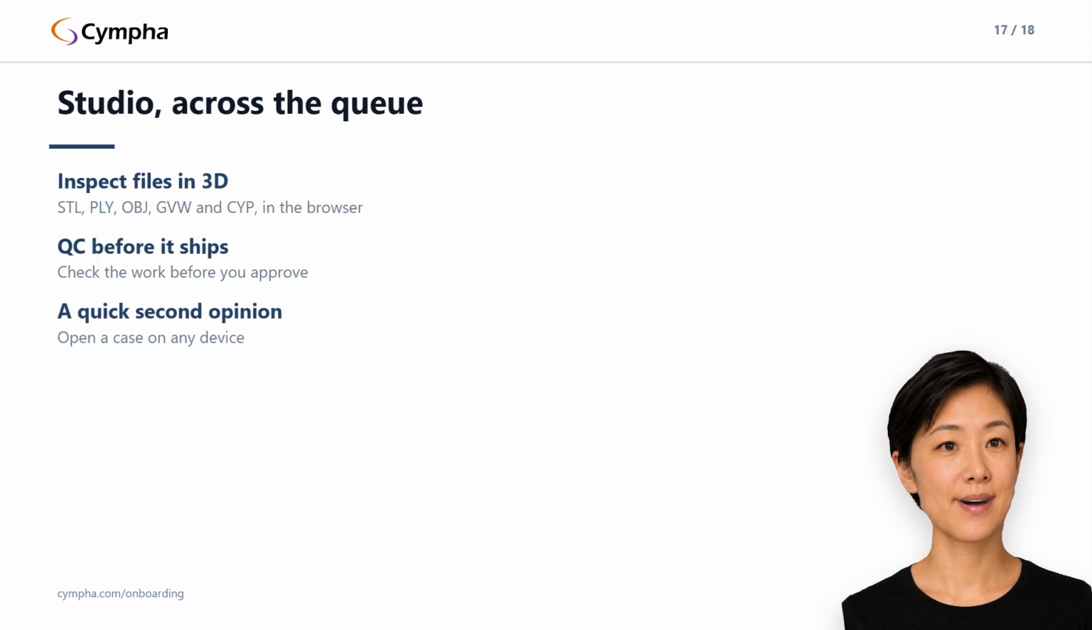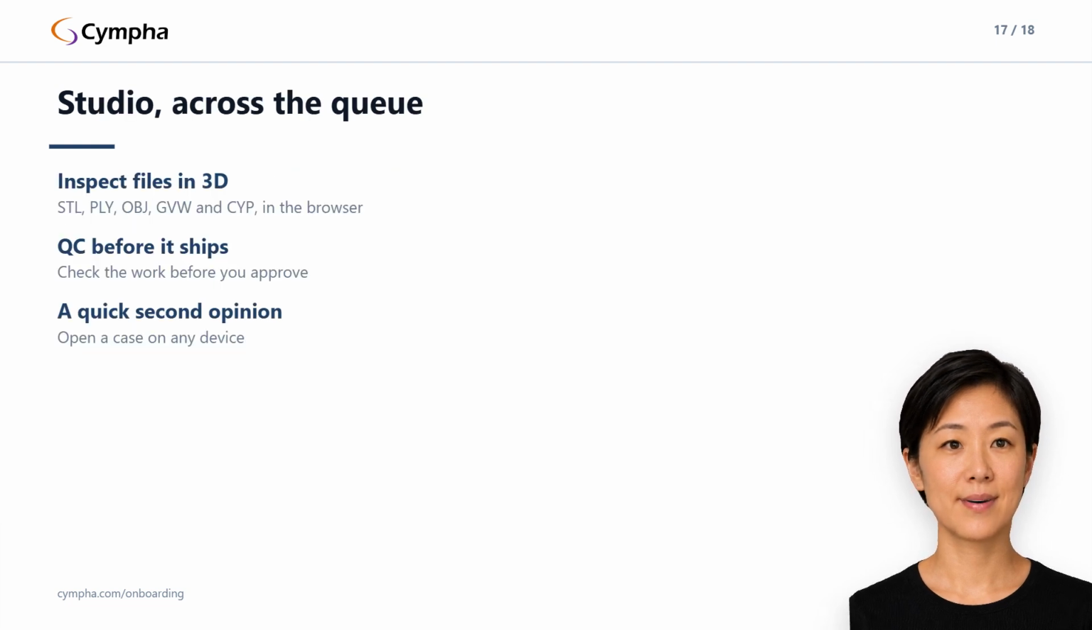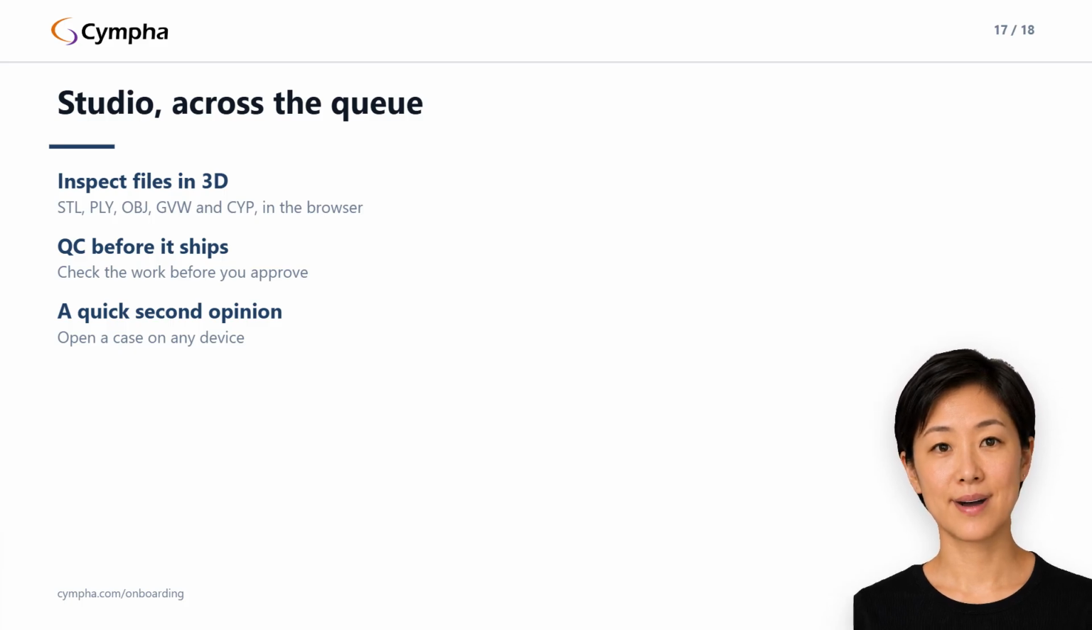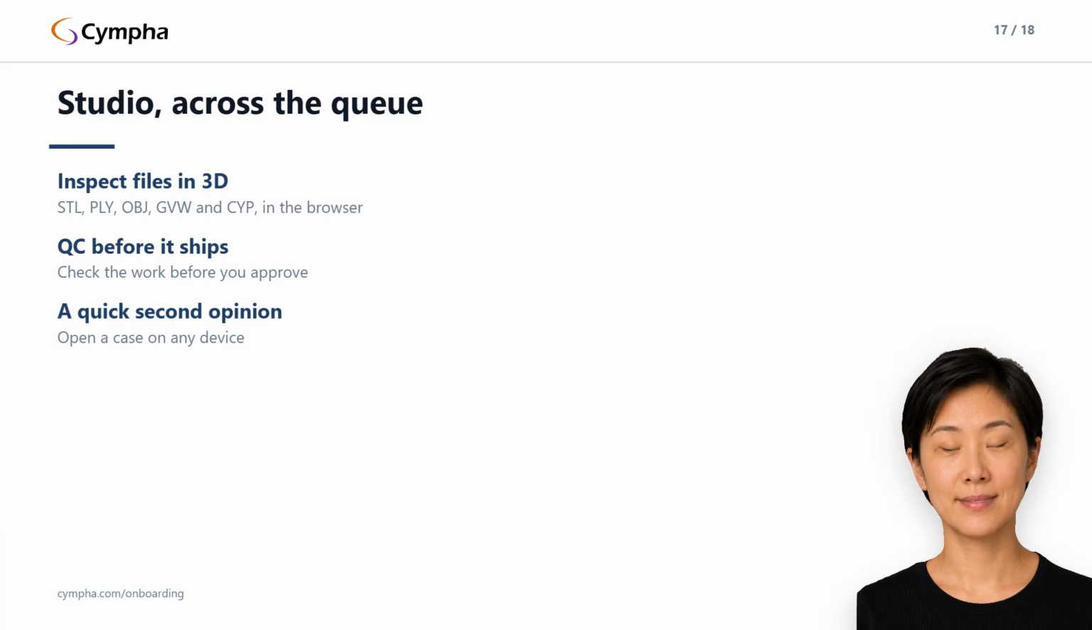One last thing that is not a step. Cympha Studio is the three-dimensional workspace that runs in the browser, and your team reaches for it across the queue rather than at any single moment. Open a scan the day it arrives, to find out whether it is usable before it becomes a designer's problem. Check a designer's work before it goes back to the doctor.